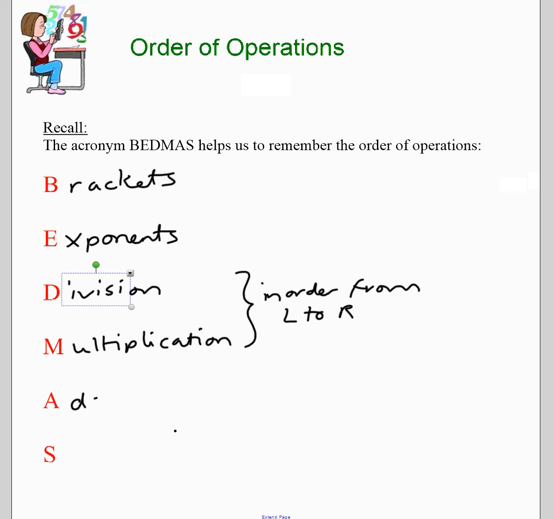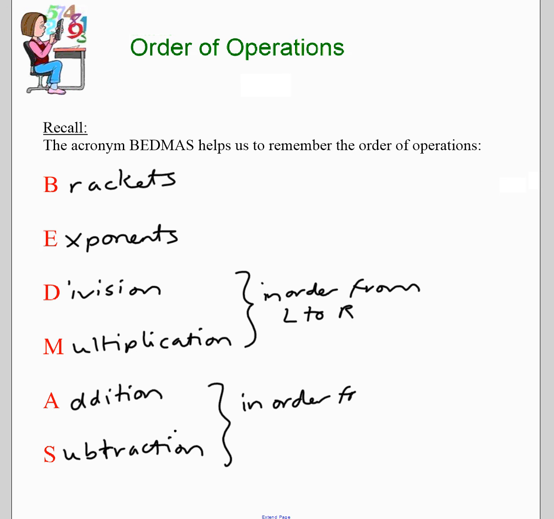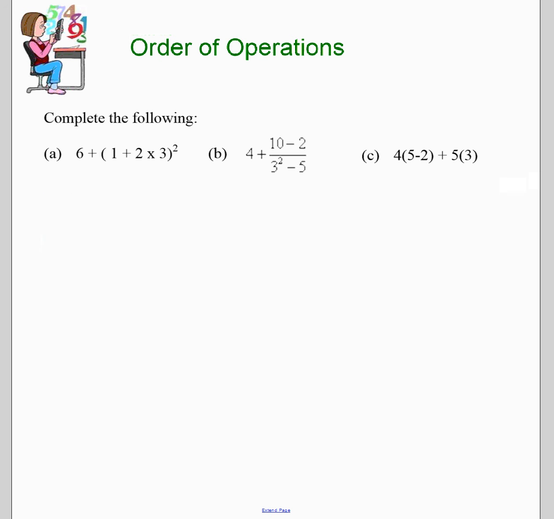Likewise, we have addition and subtraction. And again, even though the A comes before S, addition does not always come before subtraction. We do them in order from left to right. So that's just a quick review of what the order of operations is. So let's look at some examples. I know you've done lots of these, but we're going to look at a few new things with them.